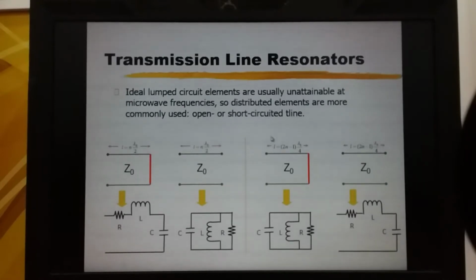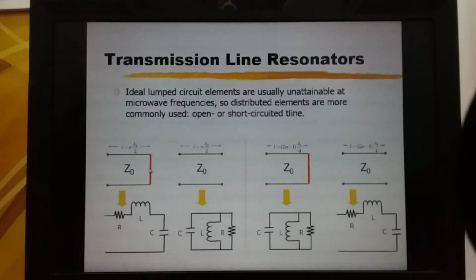Another application of printed transmission line is to make a resonator. In this case, we use a transmission line which is either half wavelength or quarter wavelength. The transmission line can be shorted at the end or open circuit at the end. Consider the transmission line with a length of half wavelength or multiple of half wavelength shorted at the end.